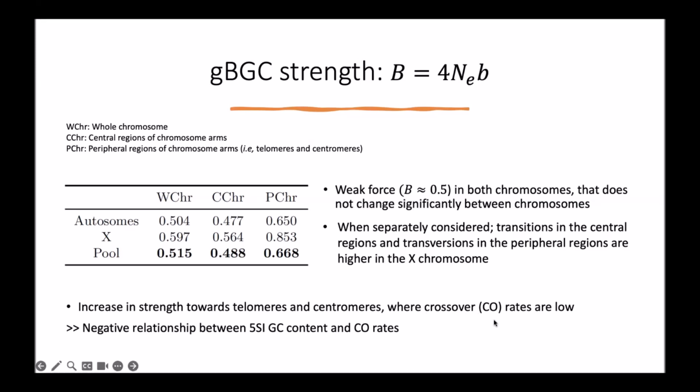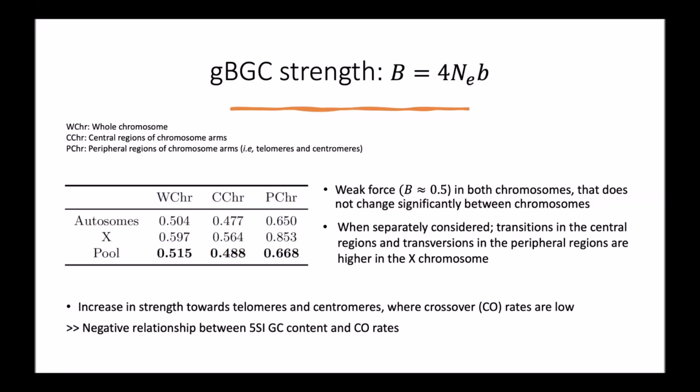And this negative correlation was also reflected in the negative relationship between the short introns GC content and the crossover rates. So it's obvious that crossovers and the GC biased gene conversion are not directly related. Some kind of different forces might be affecting that, which might mean non-crossovers. As I told you, non-crossovers also lead to gene conversion events. And unfortunately, we do not have the non-crossover estimates for this species.